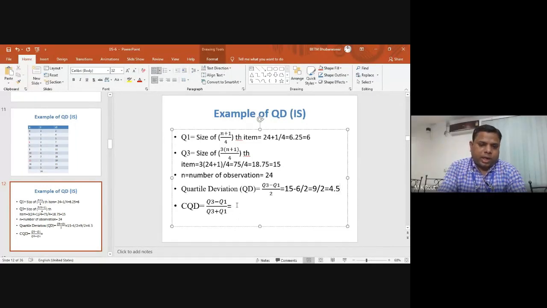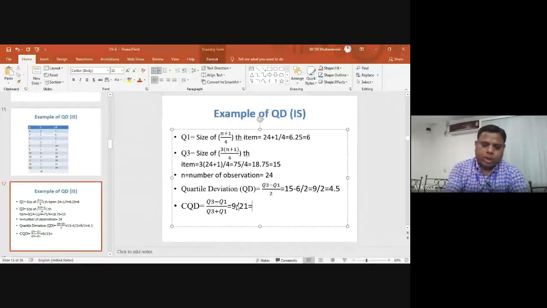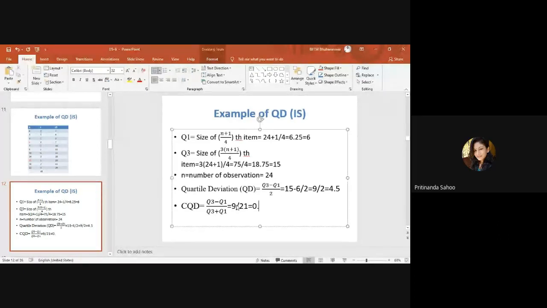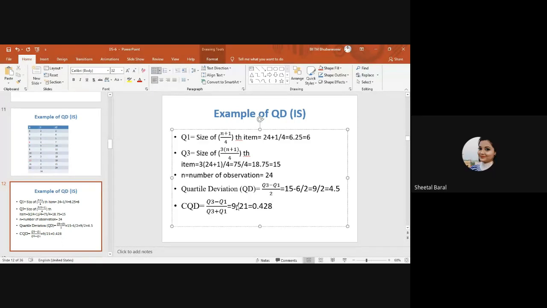After getting the quartile deviation, calculate the coefficient of quartile deviation. So here I write 9 divided by how much? 21. That equals how much? 0.428. That is your answer. Is it clear to all? Yes, sir.